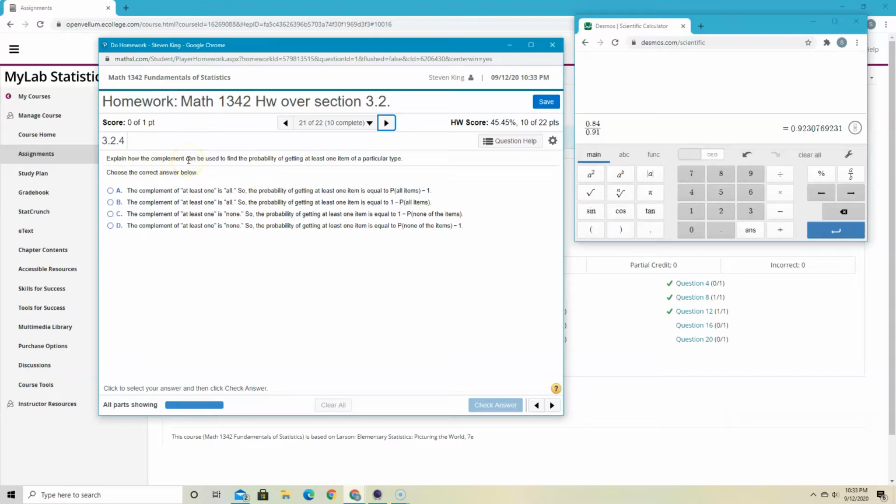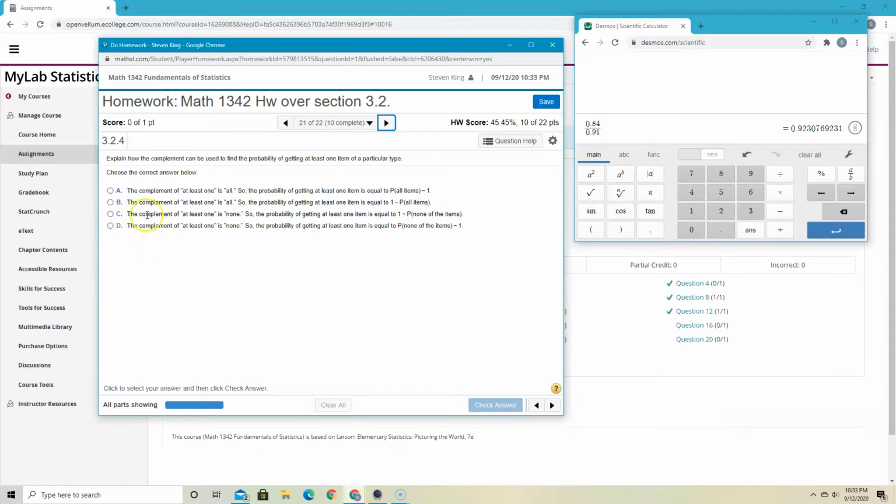Explain how the complement can be used to find the probability of getting at least one item of a particular type. For example, at least one of the 5 children is going to go to Disney World. How can we use the complement to compute that type of probability statement of probability of at least one?